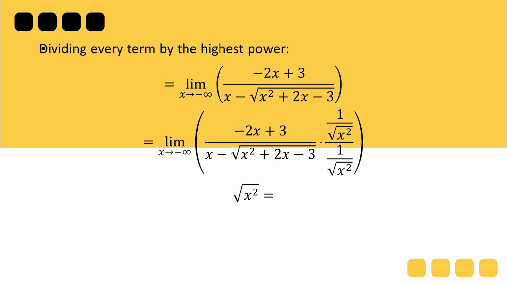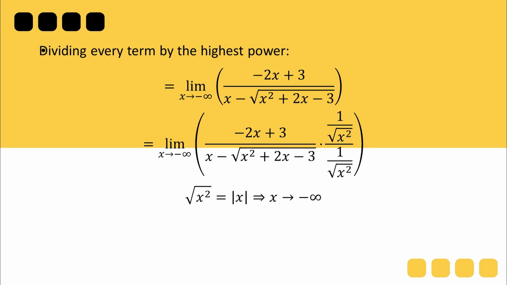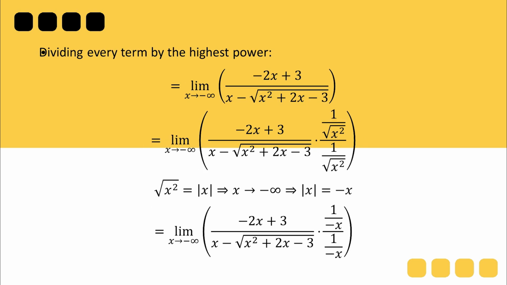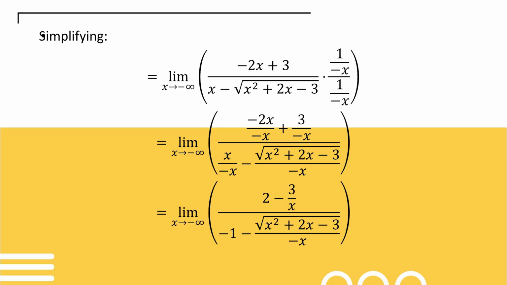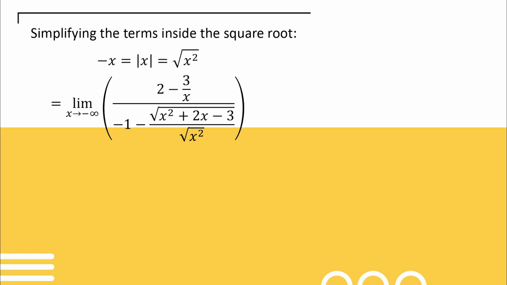We know that the square root of x squared is equal to the absolute value of x. Since x is approaching negative infinity, the values of x are also negative. As such, the absolute value of x is equal to negative x. Therefore, we divide every term in the function by negative x. Simplifying, we get the expression below. Since we said that negative x is equal to the square root of x squared, we change negative x to the square root of x squared to simplify the terms inside the square root.